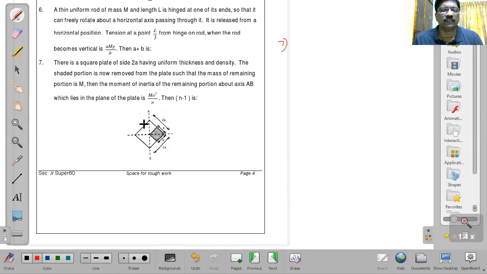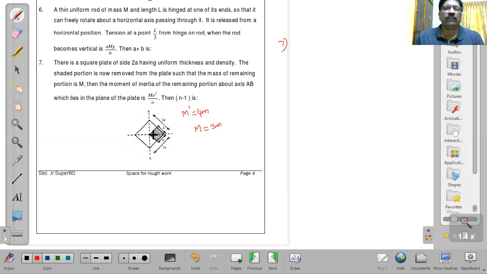This can be imagined as the combination of 4 identical plates. Each square plate has mass, say, small m. Then 4m is the total mass of the square plate when no part is removed. It is divided into 4 equal parts. If one part is removed, the mass of the remaining part is 3m. That 3m is given as capital M. So 3 small m is equal to capital M, so small m is equal to M by 3.